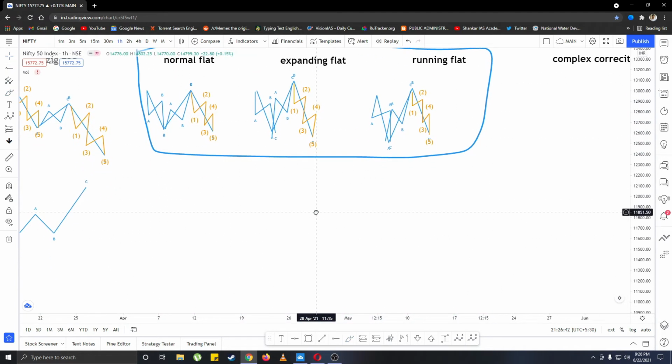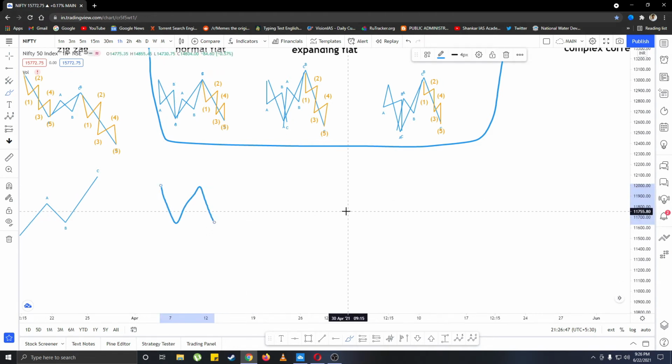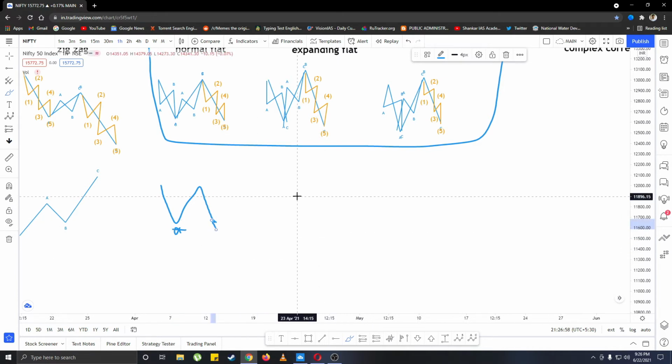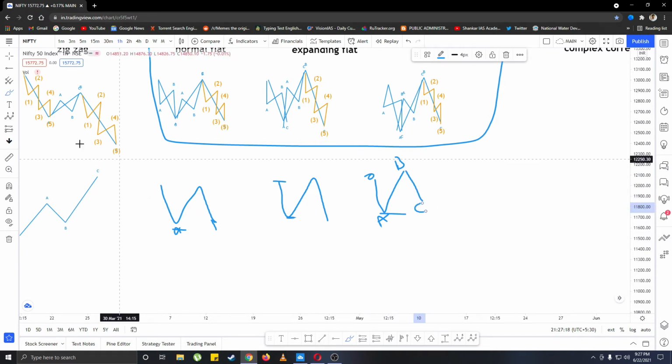In a normal flat, we have A, B and a C, while wave B doesn't cross the start of wave A, and wave C ends near wave A or just below it. In an expanding flat, wave B goes beyond the start of wave A, and then wave C goes beyond the end of wave A as well. And in a running flat, we have wave B going beyond the starting of wave A, and then wave C ending above wave A.